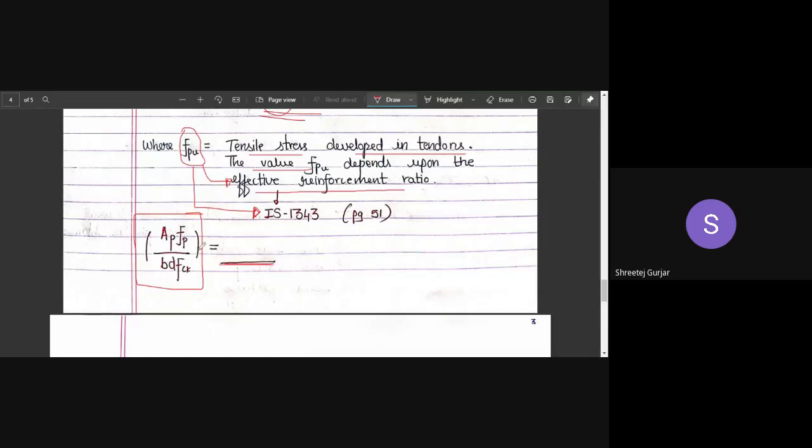Then you have to take this value and look into a particular table in IS 1343. Let me share this table and show you what it is. It is on page number 51. Let me open IS 1343 1980 and show you that particular table.